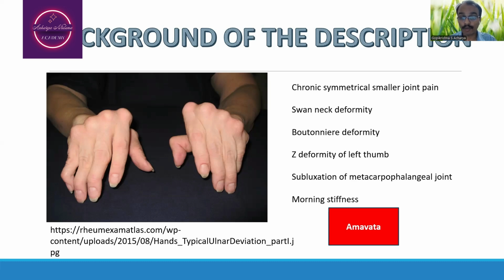And the Z deformity is definitely observed in the thumb. Here, in the left thumb, there is Z deformity, and subluxation of the metacarpophalangeal joint. Subluxation means partial dislocation, which is observed in both upper limbs, in the metacarpophalangeal joints. When you think about this description, most of it mimics the lakshana mentioned in the context of amavata.